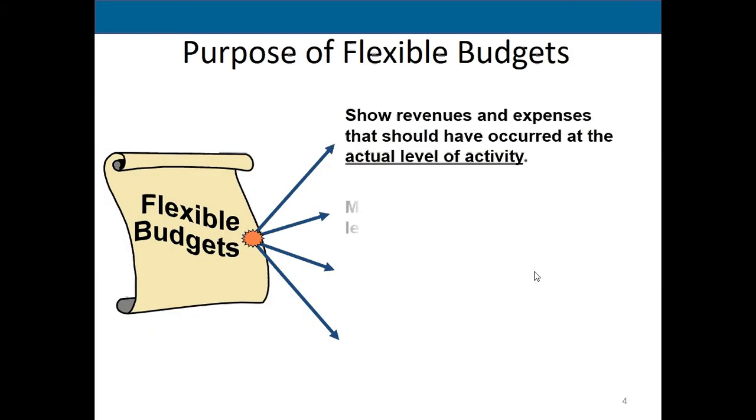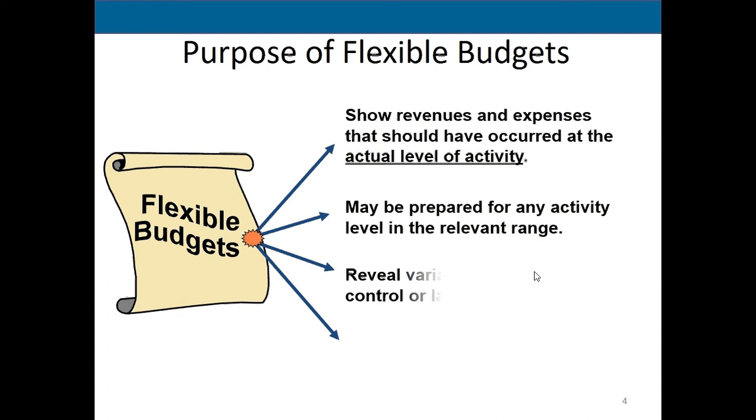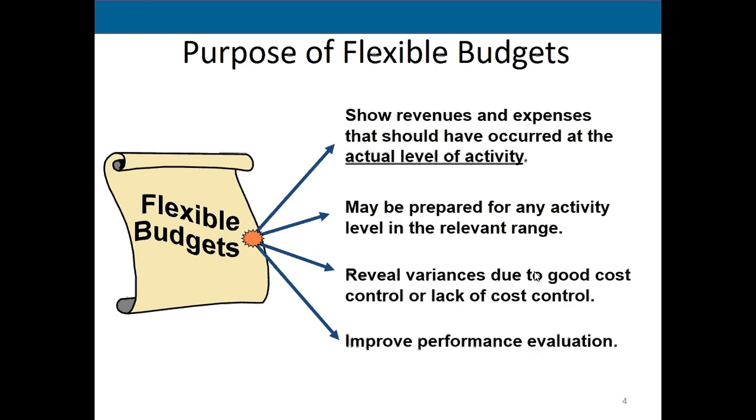All right, so a flexible budget helps us show revenue and expenses that should have occurred at any actual level of activity. What that means is that if I had a fixed budget for 10,000 and an actual for 12,000, there's a 2,000 quantity difference that's already going to create a problem. How can I just get rid of that 2,000 quantity difference so that I can align things more appropriately?